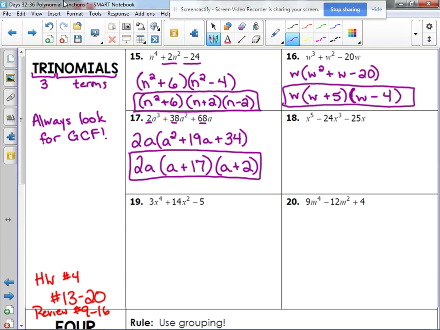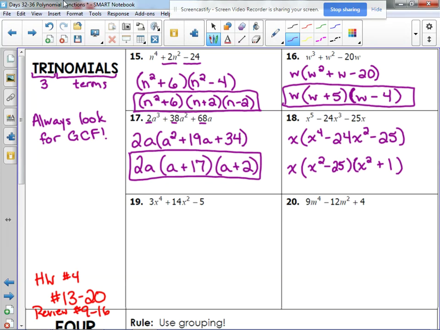Okay, number 18. All those terms have an x, so we factor out the x. We're left with x to the 4th minus 24x squared minus 25. So x squared times x squared gives us x to the 4th. Factors of 25 that add to give us 24. How about negative 25 plus 1? Negative 25x squared plus 1x squared is negative 24x squared. And negative 25 times positive 1 is negative 25.